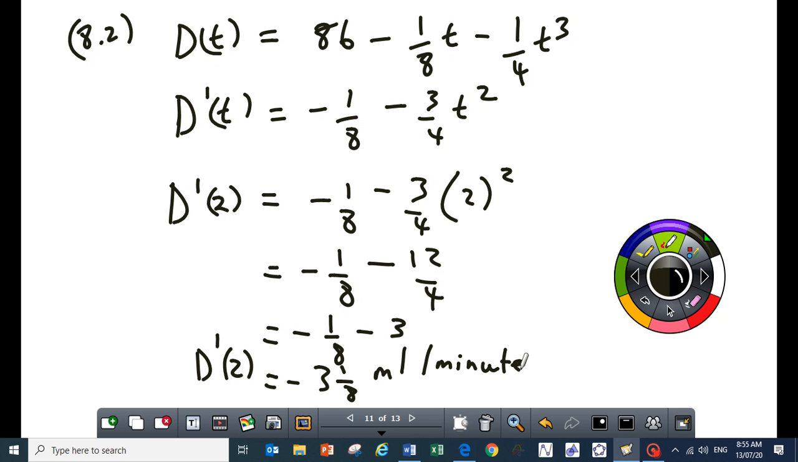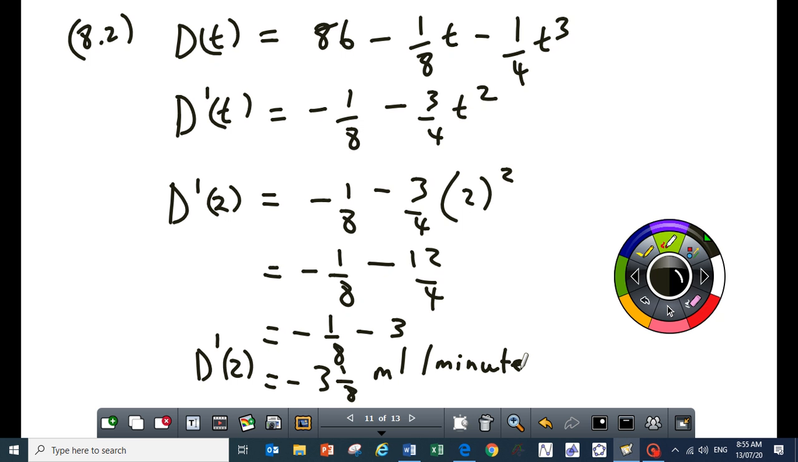Then the last one says, how many minutes after the kettle starts boiling will the water level be dropping at a rate of 3 and 1/8 milliliters per minute? How many minutes after the kettle starts boiling will the water level be dropping at a rate of that?